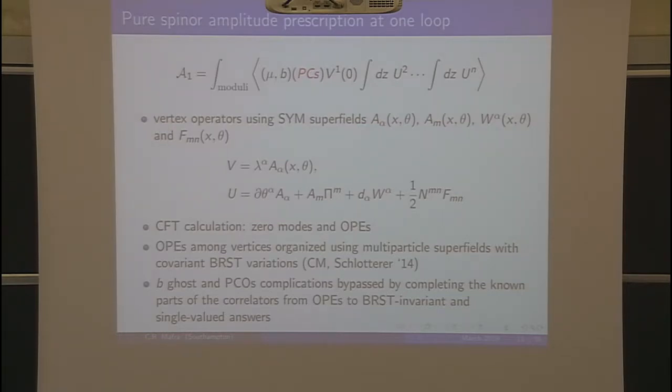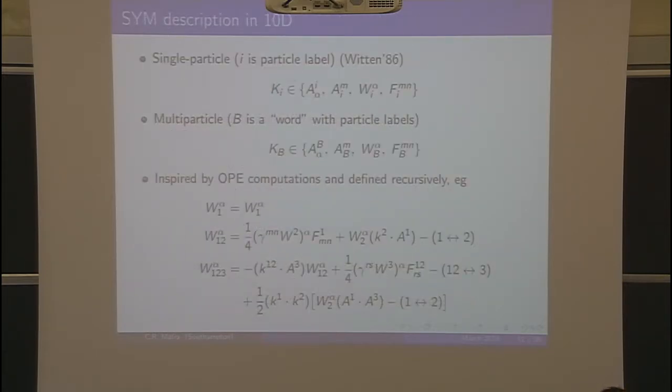So the claim is that once you do that by brute force or by some clever ways of finding the completions, then that will be the answer, and that will take into account the parts of the correlator that we didn't know about. So that's the claim. And so I'm now going to talk about these techniques involving multi-particle superfields.